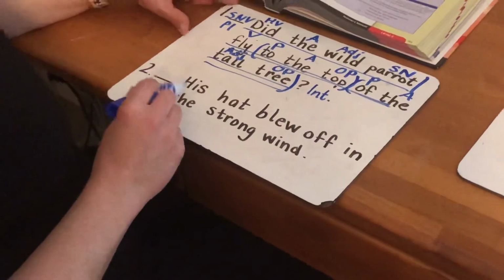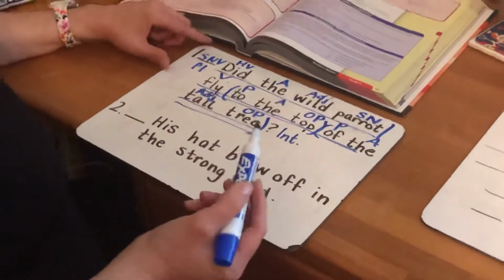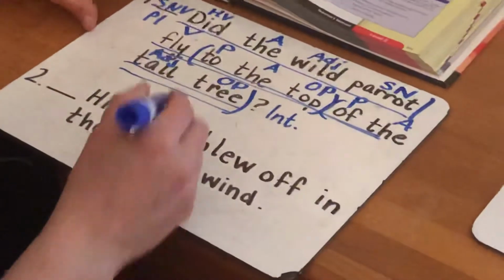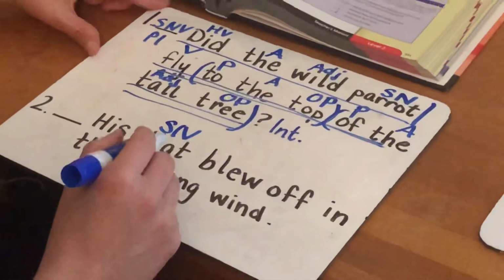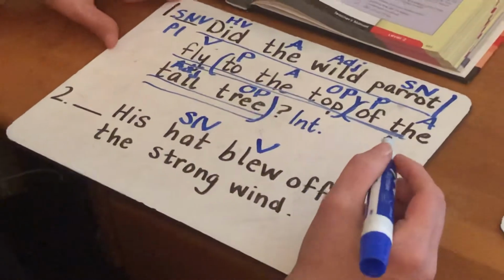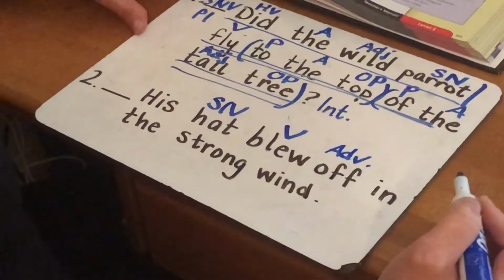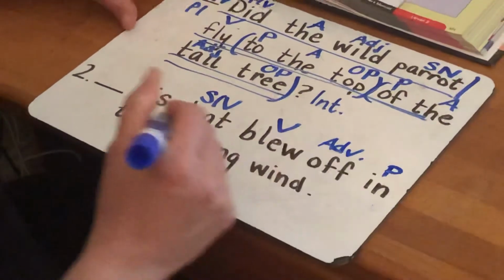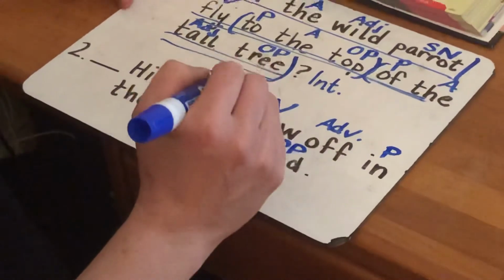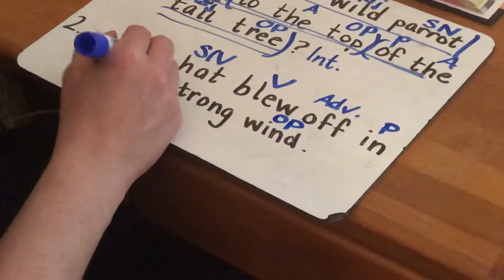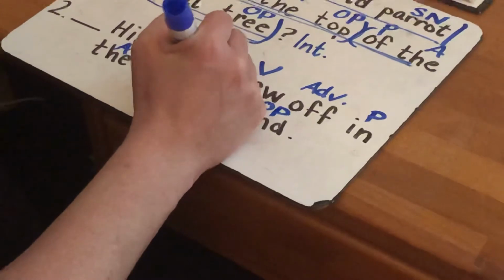Read along with me. His hat blew off in the strong wind. So we ask ourselves, what blew off in the strong wind? Hat. Subject, noun. What is being said about hat? Hat blew. Verb. Blew where? Off. Adverb. In, preposition. In what? Wind, object of the preposition. The article adjective a. What kind of wind? Strong, adjective.